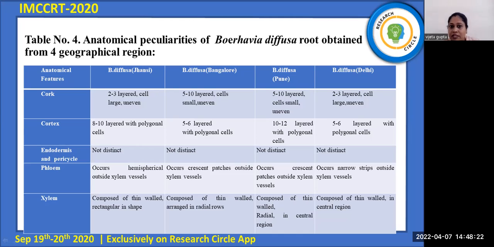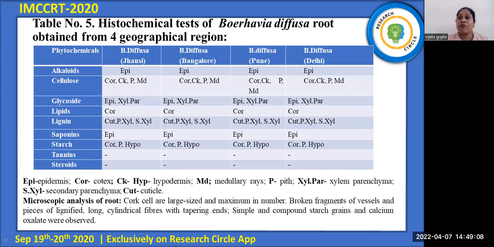Phloem occurs hemispherical outside the xylem vessels, and in the Bangalore region it is crescent shaped, like a half moon, as a patch outside the xylem vessels. Similarly in the Pune region, but in the Delhi region it occurs as very narrow strips outside the xylem region. Now come to the xylem, composed of thin-walled, rectangular cells arranged in radial rows in the Bangalore region. In Pune, these are radial in the central regions. Similarly in Delhi, these are very thin in size and are in the central region, that is of the cambium region.